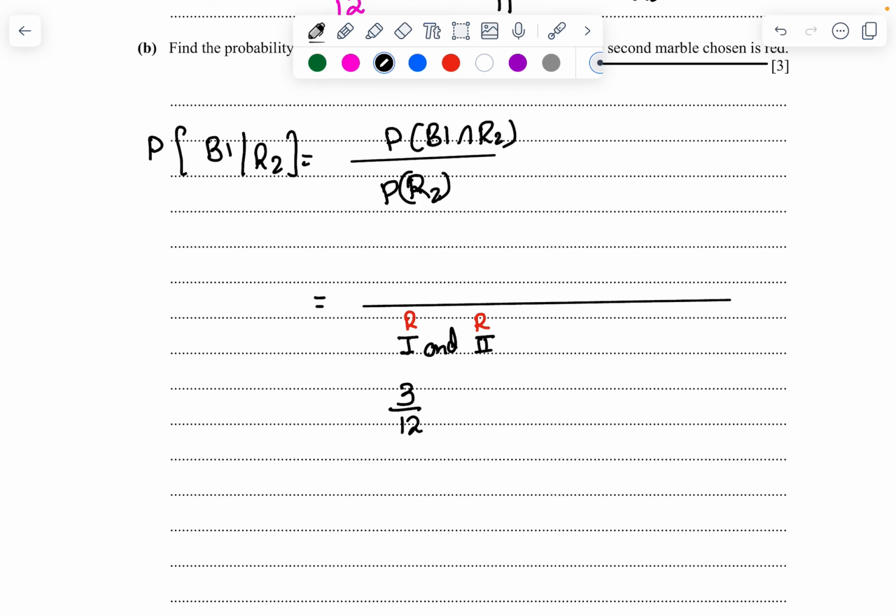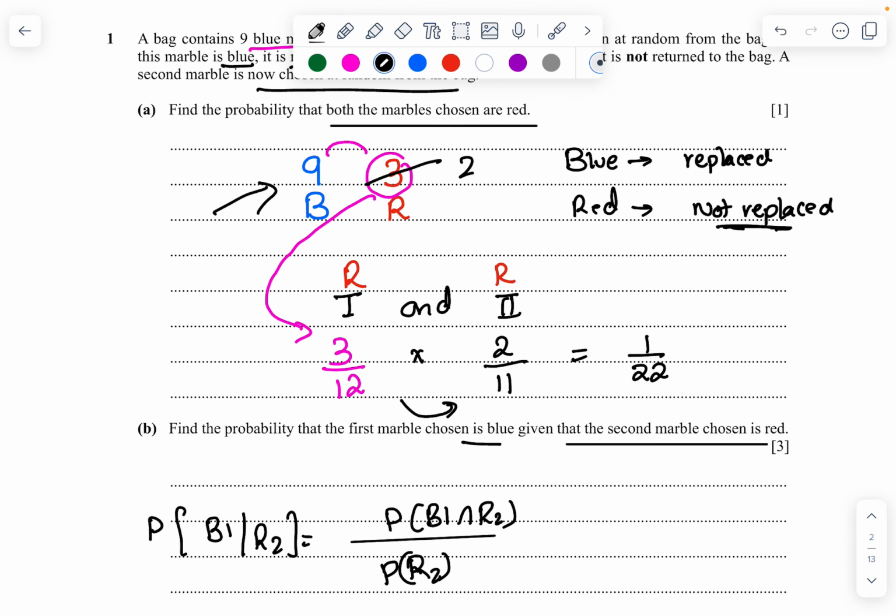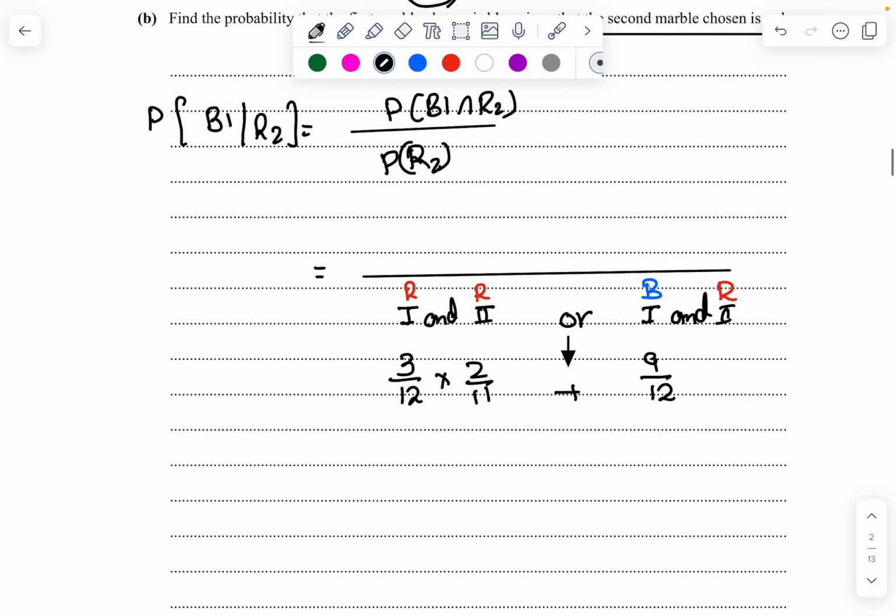It is 3 upon 12 times 2 upon 11. Or means plus. Now first and second: first one can be blue, but the second one has to be red. So if the first one is blue, it is nothing but what? 9 upon 12. Because the first one is blue means 9 upon 12, then it is replaced. So for the second one also, I will be having the same 12 only, but the second one should be red.